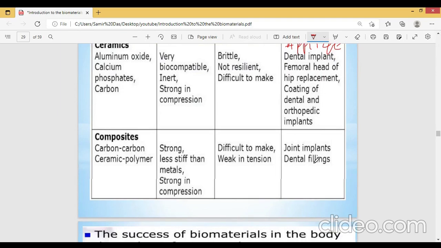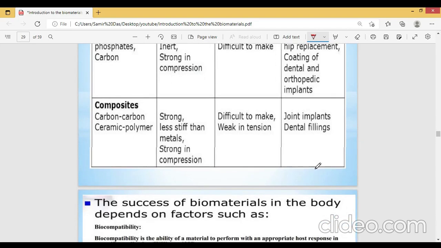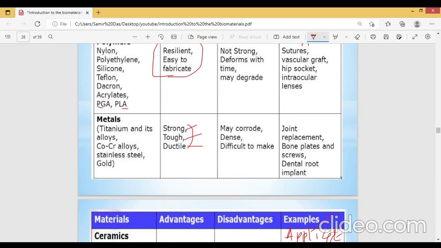And some composites are carbon carbon, ceramic polymer, carbon reinforced polymer, fiber reinforced polymer, glass reinforced polymer. They are very strong, less stiff, but their cost is also more. Difficult to make and weak in tension. They are basically used for joint implants, meaning load bearing application, and dental filling. So this is all about the advantages and disadvantages of biomaterials. Thank you.